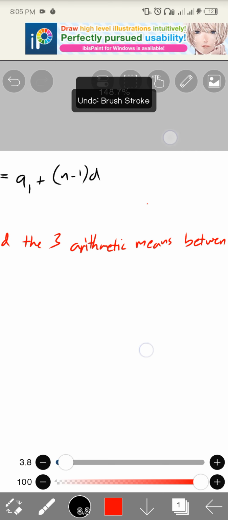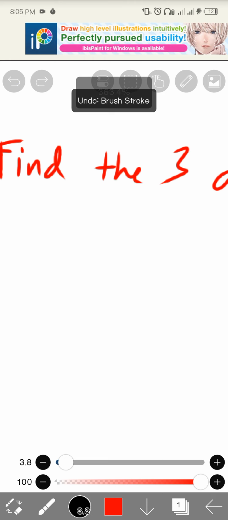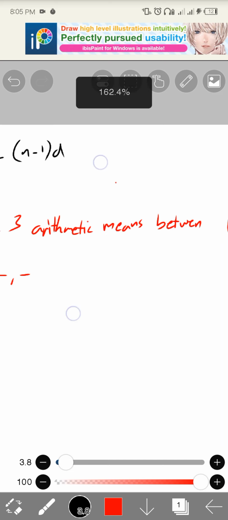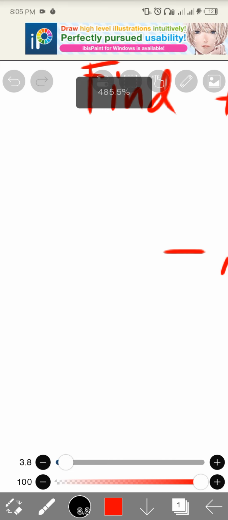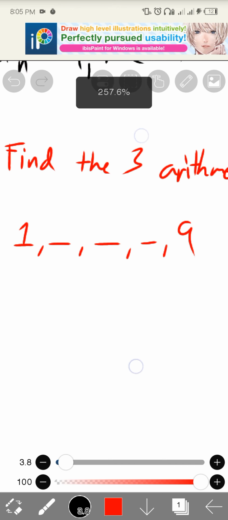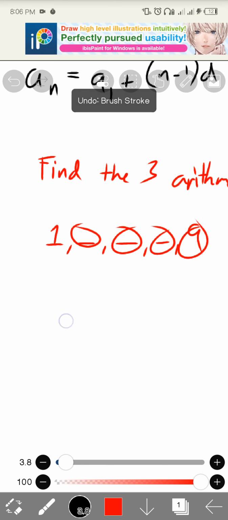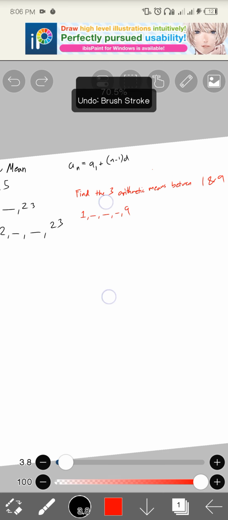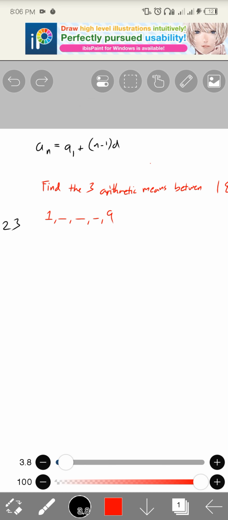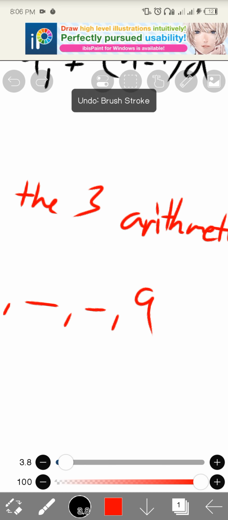Now to visualize it, so we need to find the 3 arithmetic means between 1 and 9. So no, pag ibilang na to, 1, 2, 3, 4, and 5. So that's the visualization, no, how I think about it. Pero if you're not really a visual learner, dapat yan na lang. Take the amount of arithmetic means na gusto ipangita and add 2.